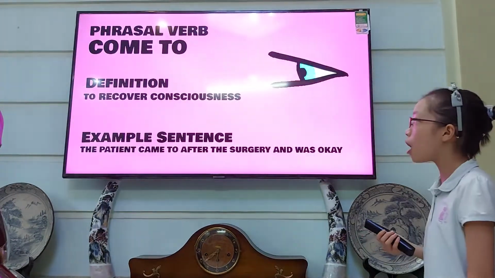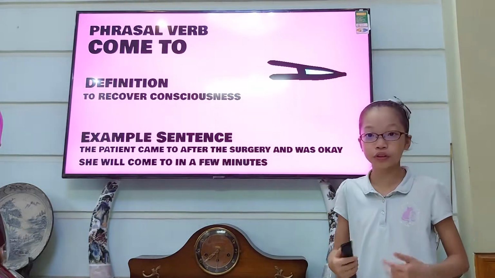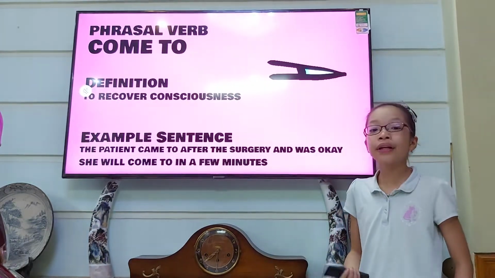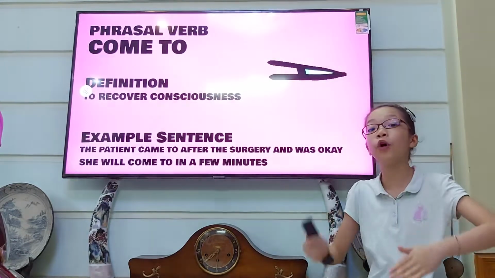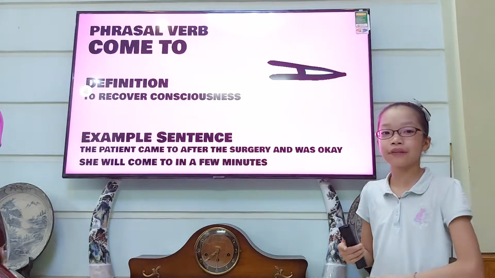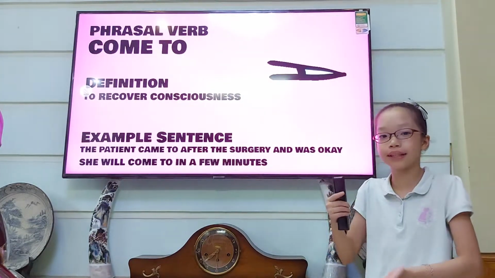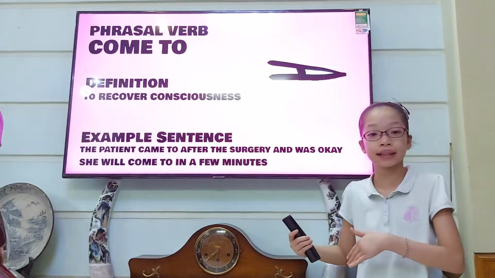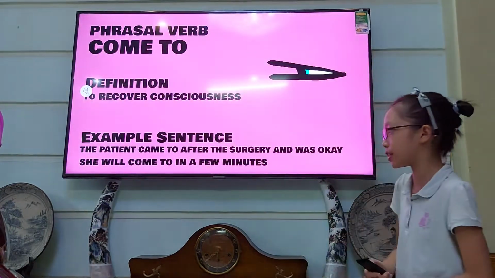And next we have come to. Come to is the opposite of pass out. What's the opposite? To recover. So you can use a sentence: I passed out, and a few minutes later I came to. That means I recovered from my pass out. Yeah, so they are opposite. Pass out is the opposite of come to. So remember that: to recover consciousness.